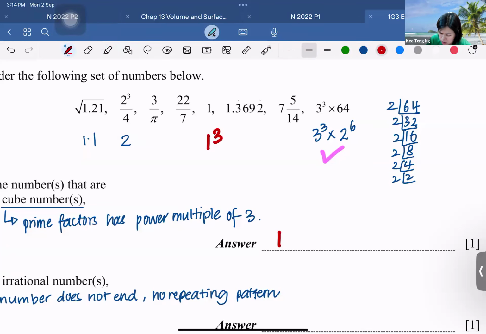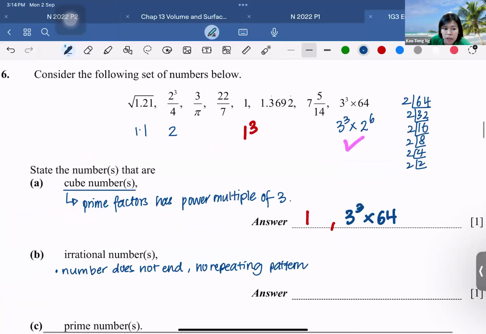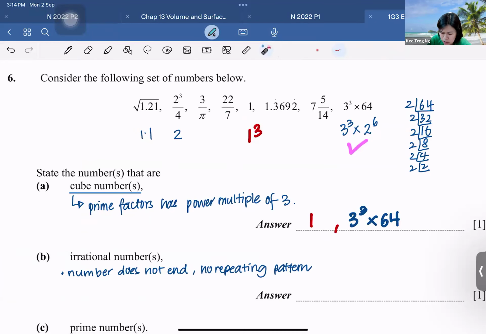So I'm going to write my answer. Oops, blank. 3 cubed and 64. This is also a cube number. So more often than not, students usually miss out this answer because 1 is actually 1 cubed. So it's still a cube number.